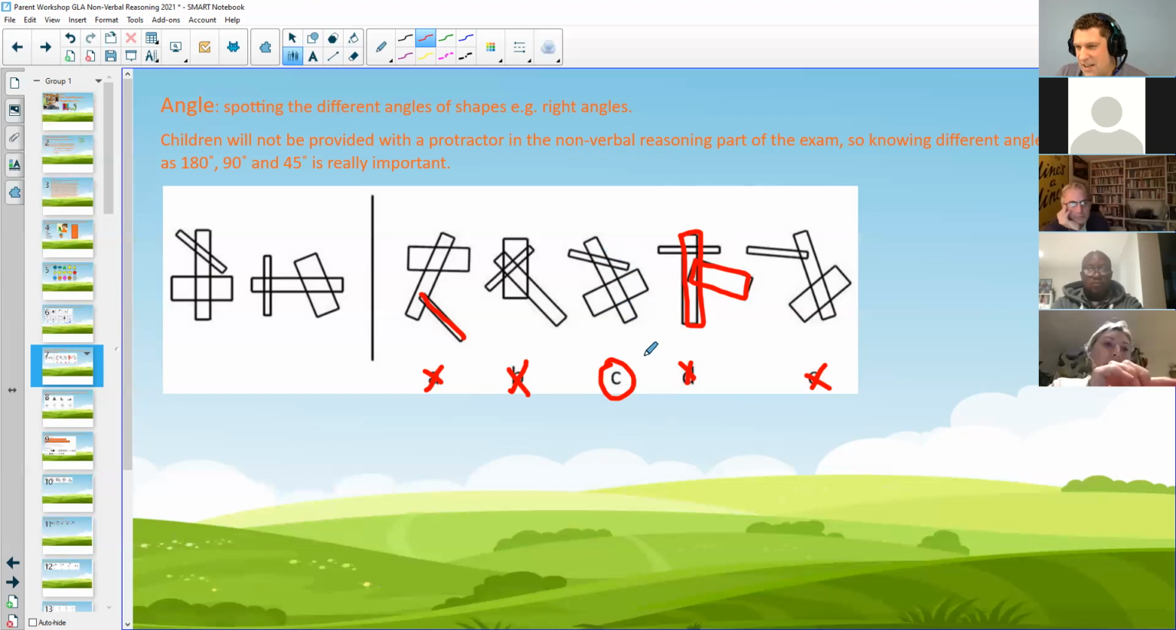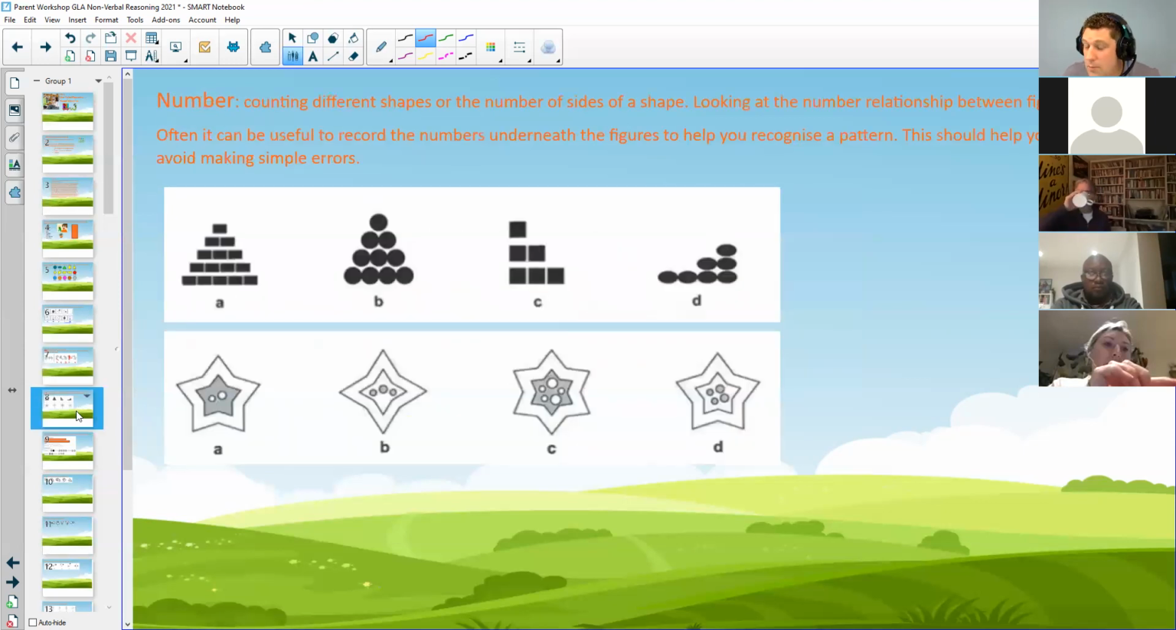So you can see that the link between angle can sometimes be a bit tenuous, but that's one way of looking at it from an angle perspective. Next part of the mnemonic is number. And at the beginning, I mentioned that sometimes this is one that children can forget, counting up the number of shapes or the number of sides. And both these questions do relate to number. So just very quickly, so we can have a look and identify how it relates.